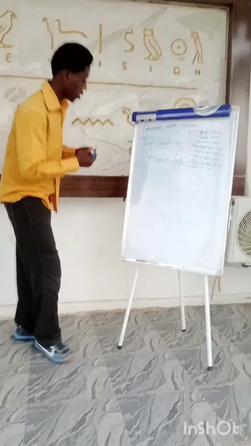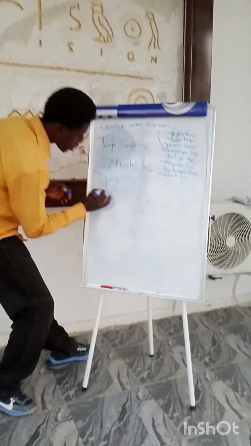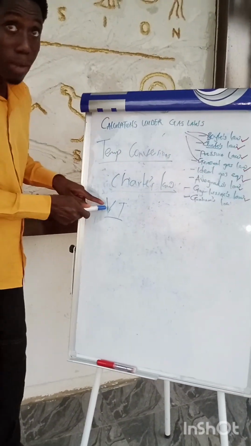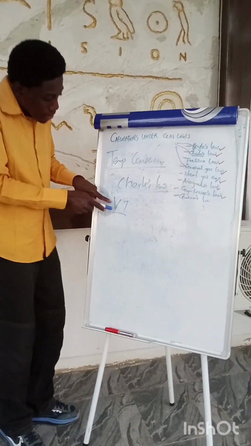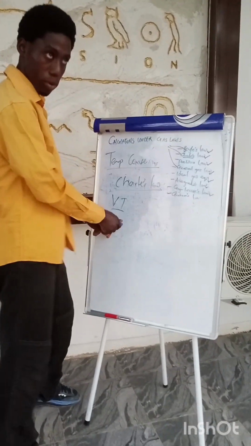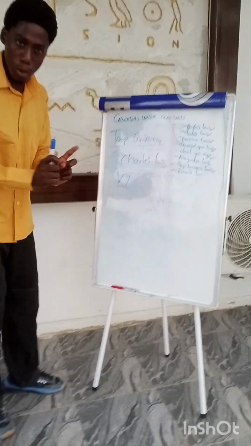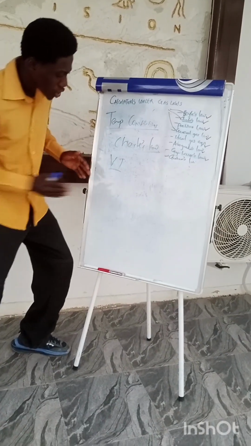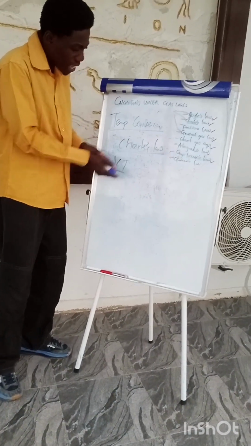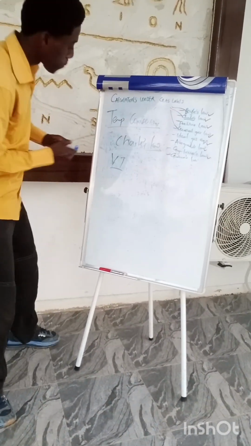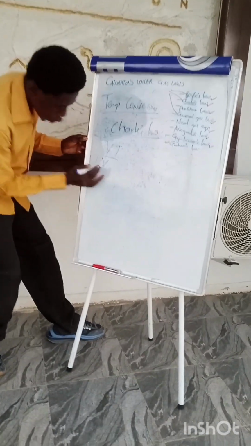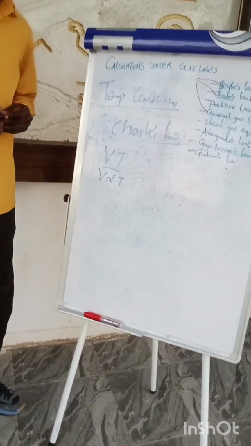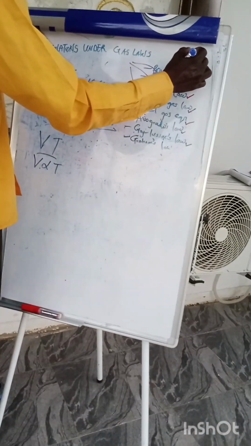VT. That's your VT. So it was actually telling us that the volume of a fixed mass of a gas is directly proportional to the temperature, provided that the pressure is kept constant. So if the volume is directly proportional to the temperature, what would be constant? You already know now, PVT.